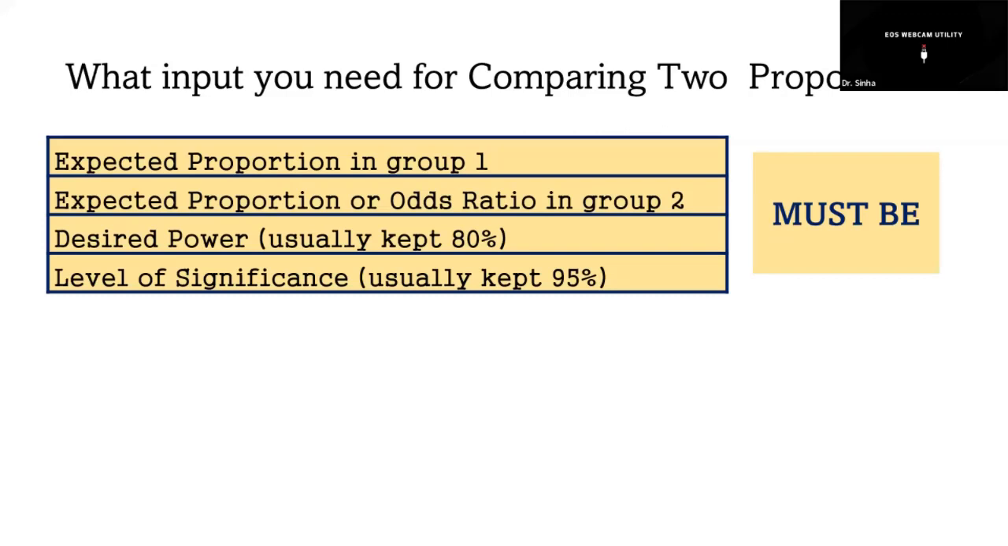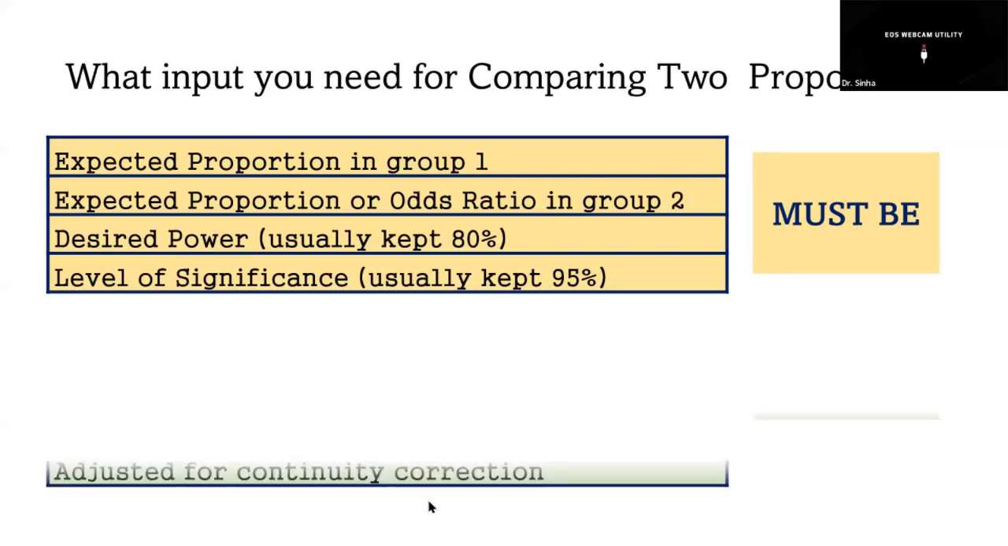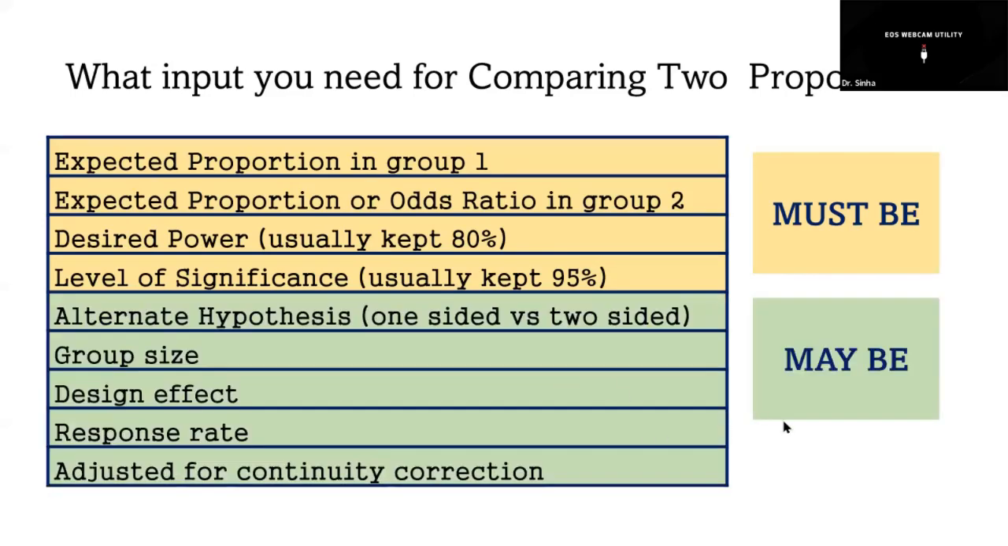And then the desired power, we usually keep this power as 80% and level of significance at 5%. By mistake, we have written 95%. We keep the level of significance at 5%, and that is the alpha error. So this is a must. And then you have this alternate hypothesis. It can be a one-sided or two-sided hypothesis, but we recommend you to have a two-sided hypothesis.